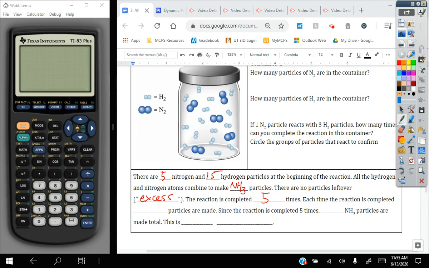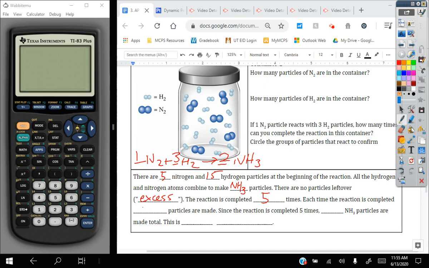Each time the reaction is completed, we want to figure out how many particles are made. So that's a great question. What we really need is a balance of N2 plus H2 yields NH3. To balance this out, if I have a 2 here, and we said 3 and 1 was our ratio, right? So 3 times 2 is 6 for hydrogen. I've got 6 hydrogens on each side. I've got 2 nitrogens on each side.